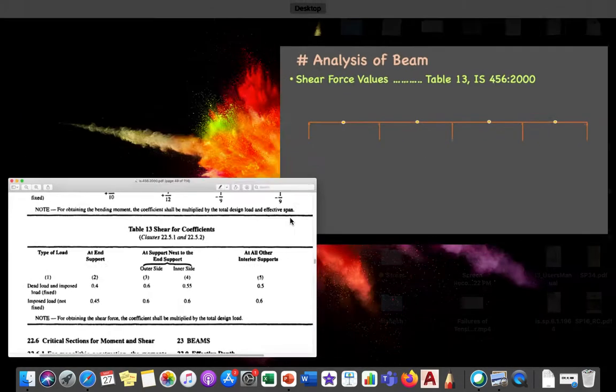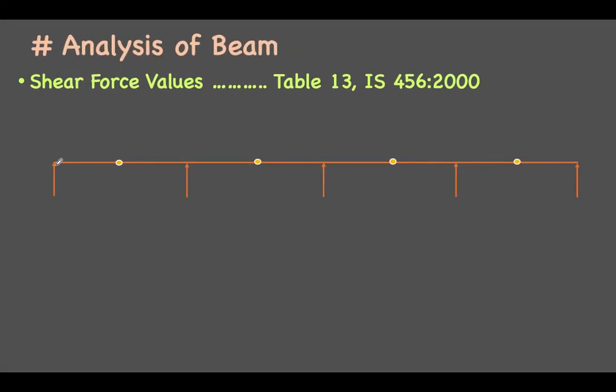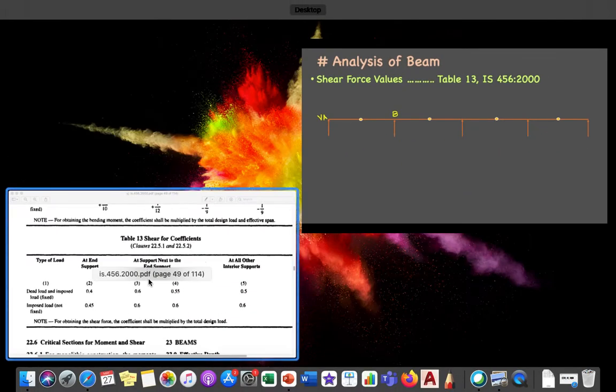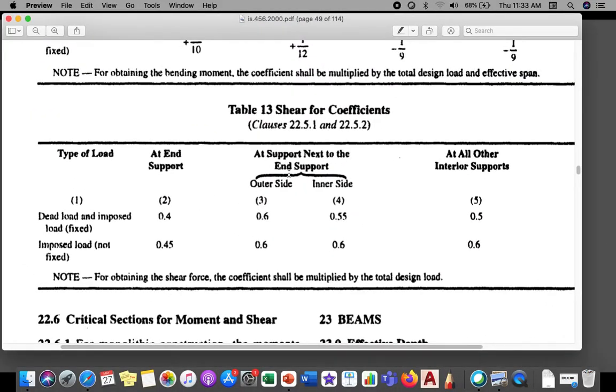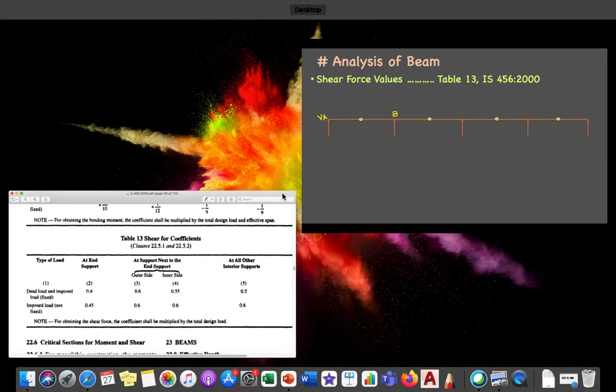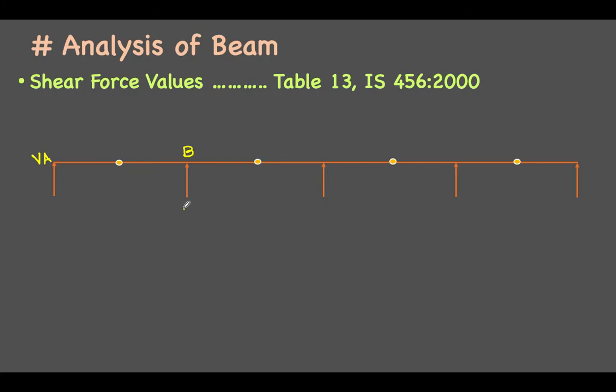Let us go to the diagram. We have to identify end support. So this is, say, VA is the end support. Here it is B. This is next to end support. What is the support next to end support? And we are having outer side and inner side. So over here, if this is total VB, I will be writing VB outer side, and this is VB inner side.